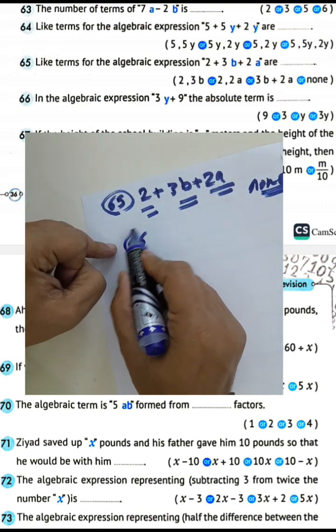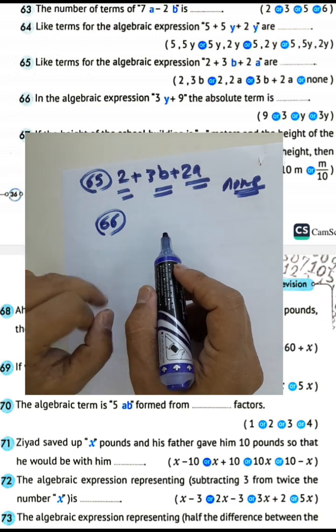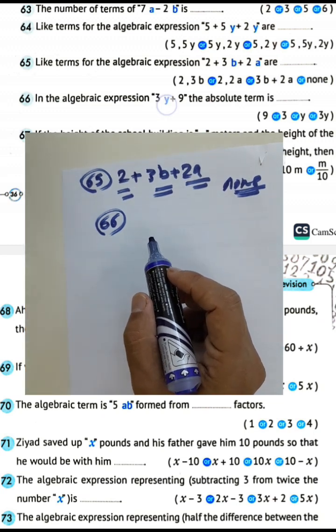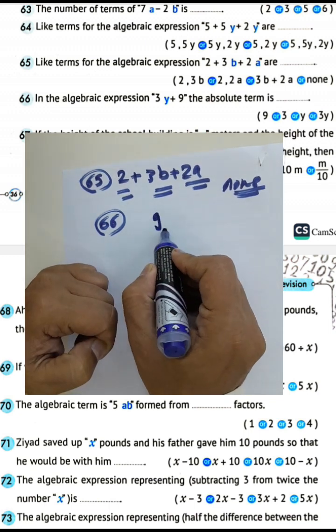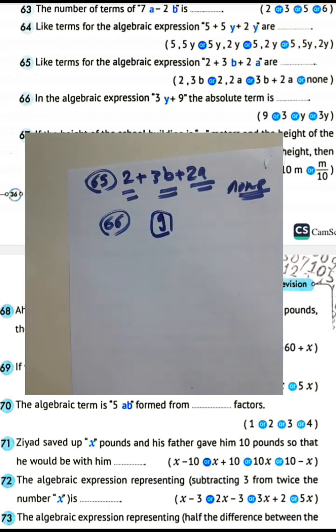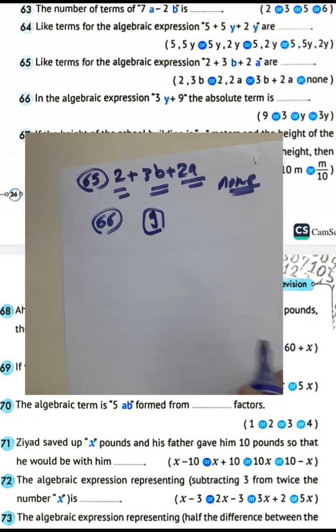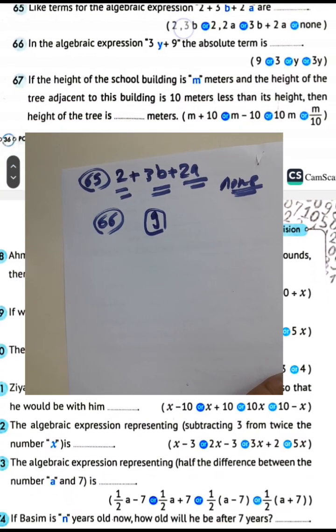Question 66. In the algebraic expression 3y plus 9, the absolute term is 9. We call 9 the constant or absolute term.